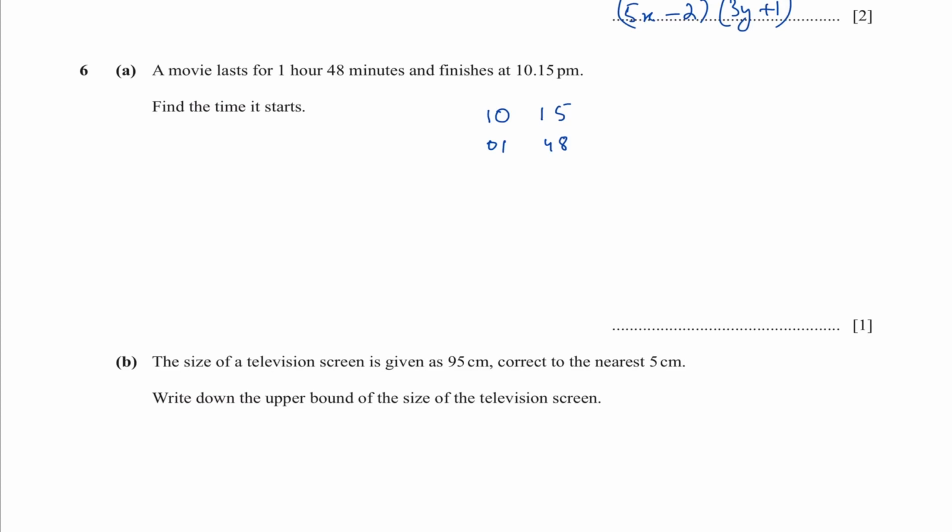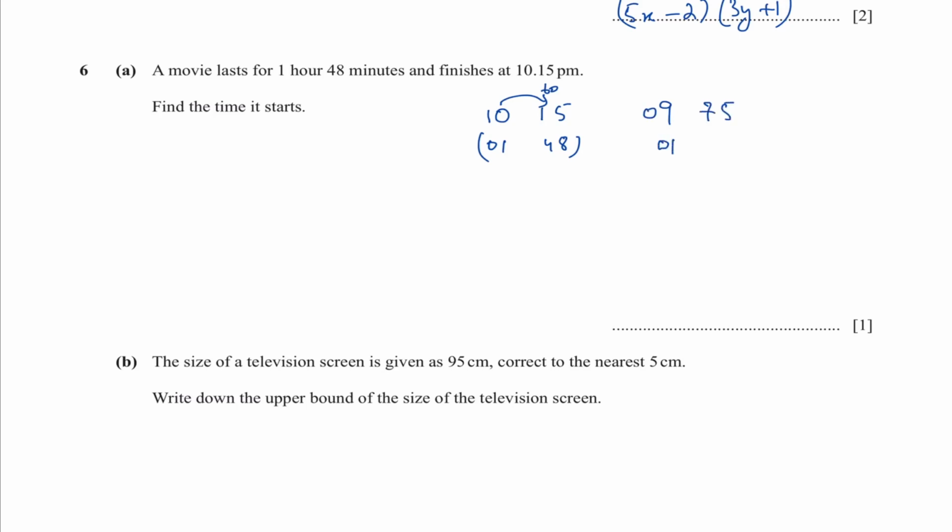So I can't subtract 15 from 48. So what I'll do is I'll give 60 minutes. I'll basically reduce 10 by 1, and I will give an hour in the shape of 60 minutes to 15. So that's going to become 75. Now I can conveniently subtract.